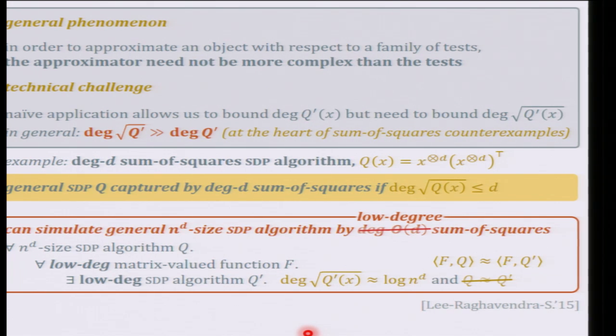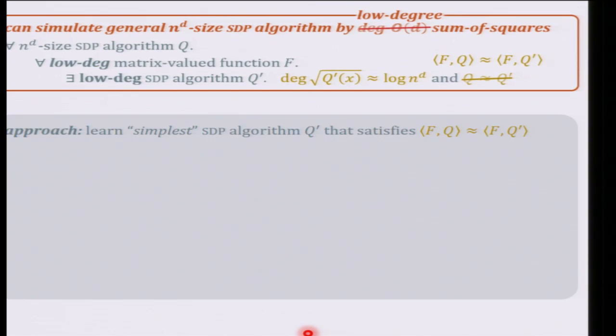But we really want the degree of the square root of q prime to be small, and this is a key difference, because if you have a function on the hypercube and you take its square root, typically the degree will be much larger than before. So the challenge here is to have a way of bounding the degree of the square root of a function.